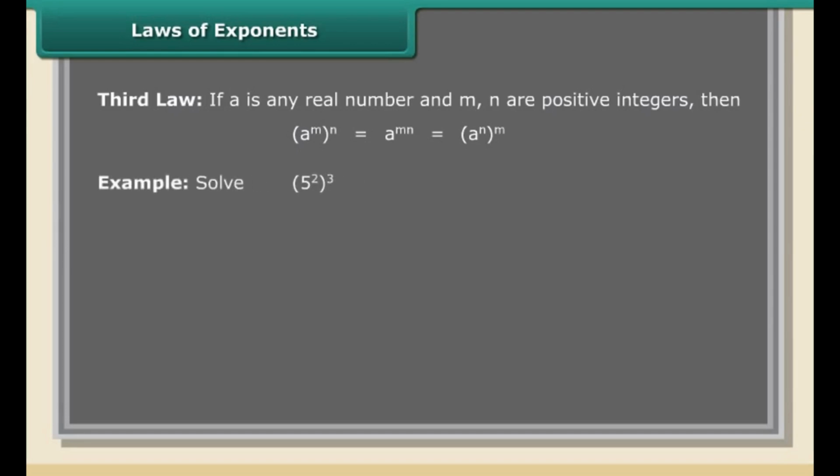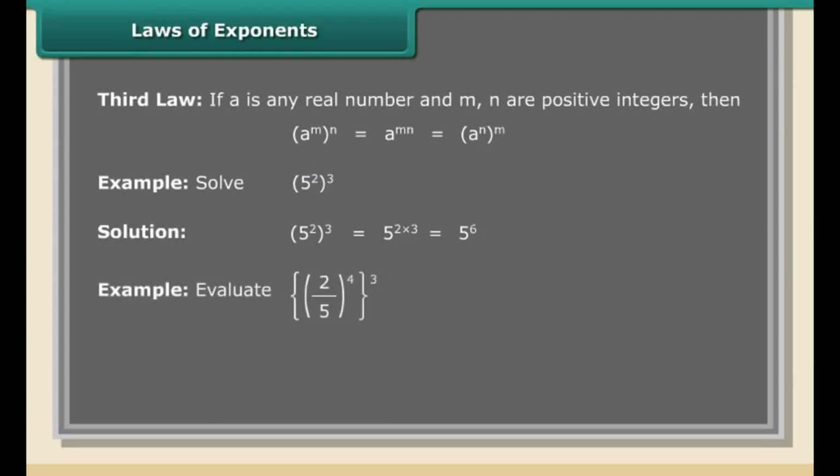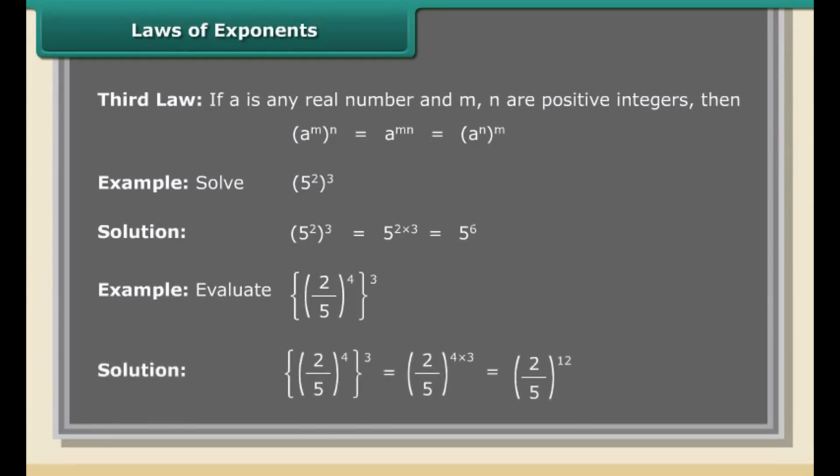Example. Solve (5^2)^3. Solution. (5^2)^3 is equal to 5^(2×3), which is equal to 5^6. Example. Evaluate ((2/5)^4)^3. Solution. ((2/5)^4)^3 is equal to (2/5)^(4×3), which is equal to (2/5)^12.